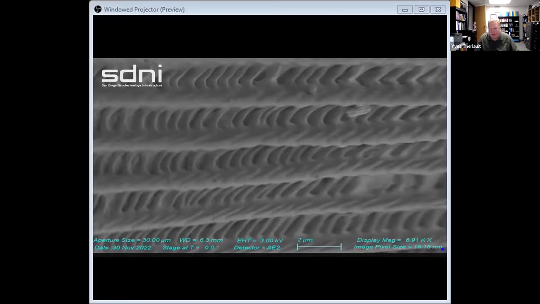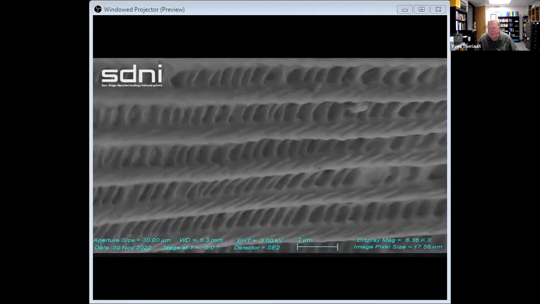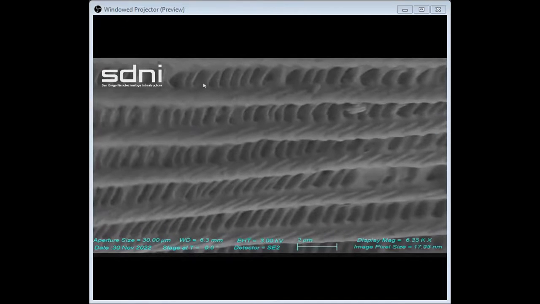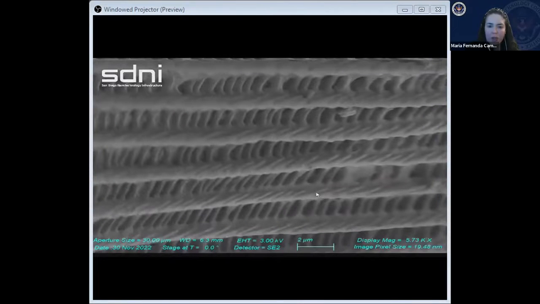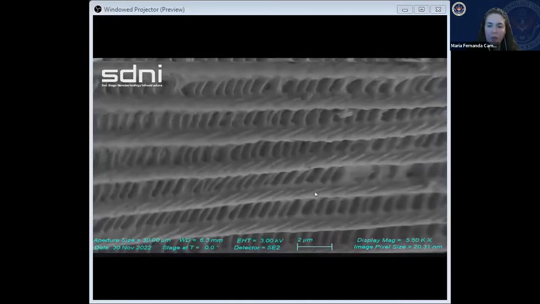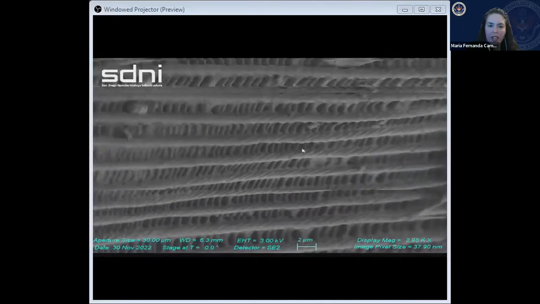You didn't load the optical card, huh? Oh, the optical card. We could try that. We can wrap up the session with the optical card, so they can see a non-biological sample.